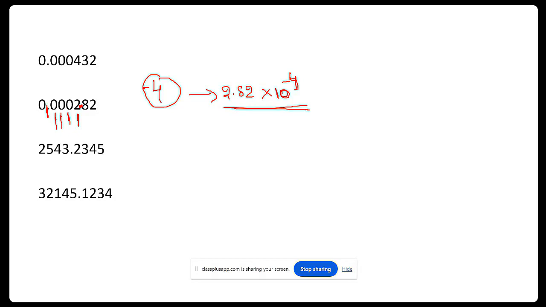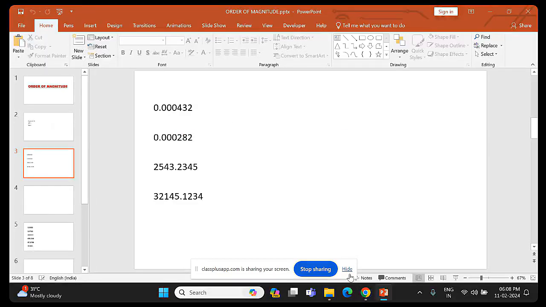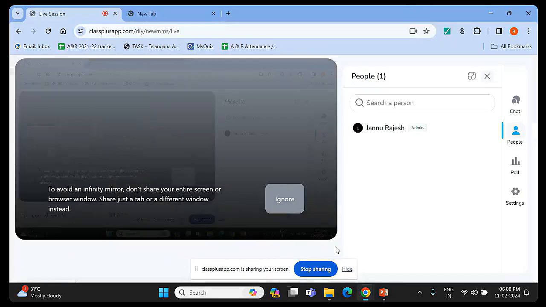I hope it is clear. Let me move to one more model here. Can anyone tell me what is the order of magnitude for this question? Third question, please. Try to comment.